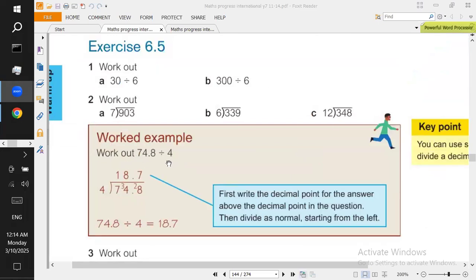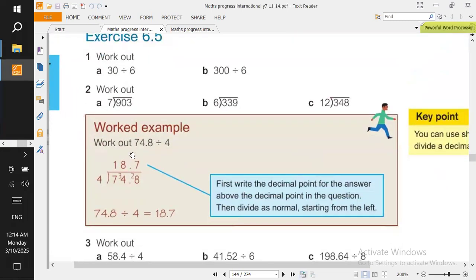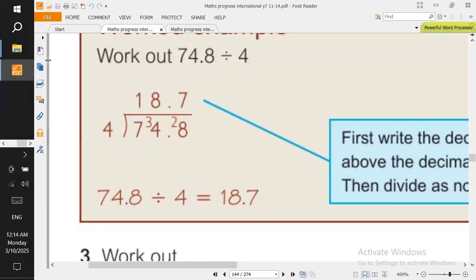Now here, dividing decimals, here we have 74.8. Dividing 74.8 by 4. First thing we do, let's zoom in so we can understand the idea. 7 divide 4, the closest one is 1, and then 1 times 4 is 4. And then we subtract them, we leave 3. So 3 is here, like this.